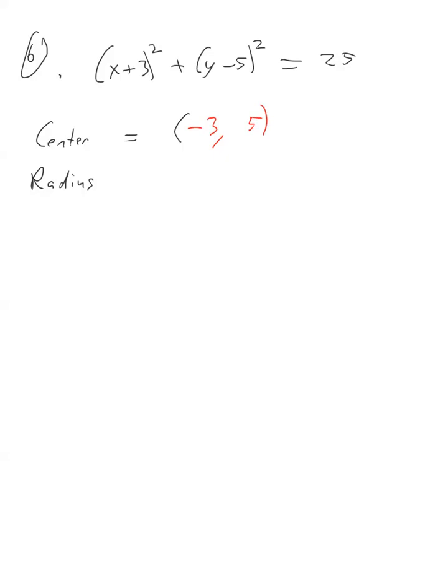The radius is equal to the square root of the number that's on the right side of the circle's equation in standard form. So the square root of 25 is 5. So that's example 6. Find the center and the radius of the circle. Next, let's do example 7.